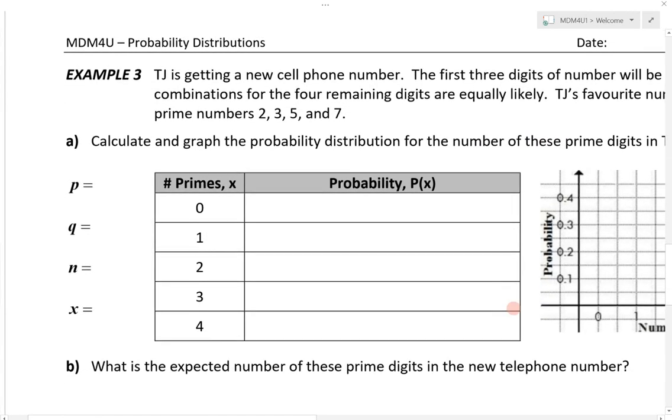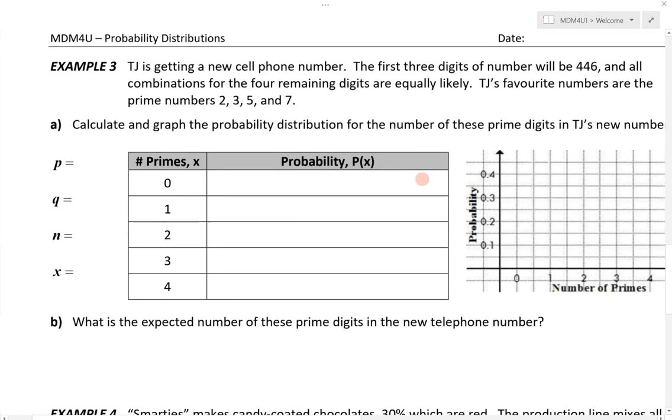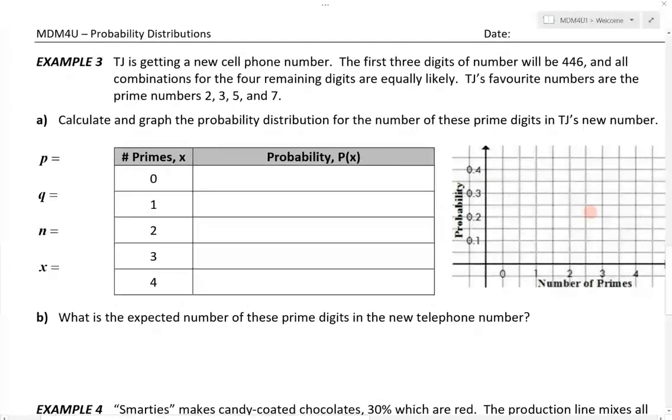Just simply taking the number of trials times the probability that you're drawing an ace. Okay, example number 3. TJ is getting a new cell phone number. The first 3 digits of the number will be 446, and all combinations for the 4 remaining digits are equally likely. TJ's favorite numbers are the prime numbers 2, 3, 5, and 7. Part A. Calculate and graph the probability distribution for the number of these prime digits in TJ's new number.